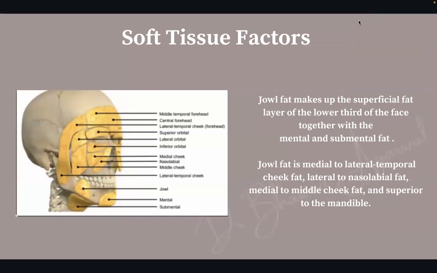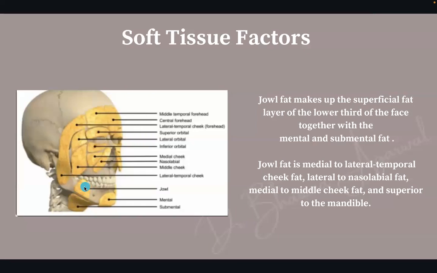So the jowl fat makes up the superficial fat layer in the lower third of the face. This is the jowl fat, together with the mantle and submantle fat. The jowl fat is medial to the lateral temporal cheek fat. This is the lateral temporal cheek fat, and this is medial to it. It is lateral to the nasolabial fat, and medial to the middle cheek fat pad and superior to the mandibular.